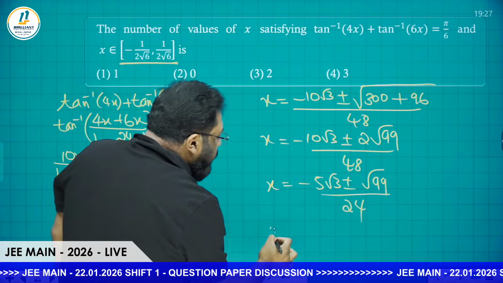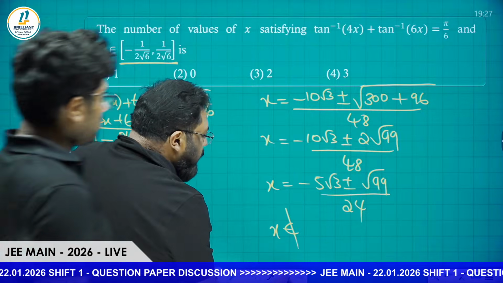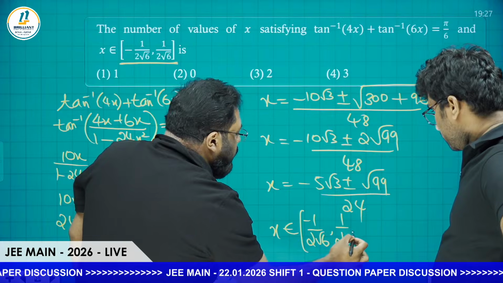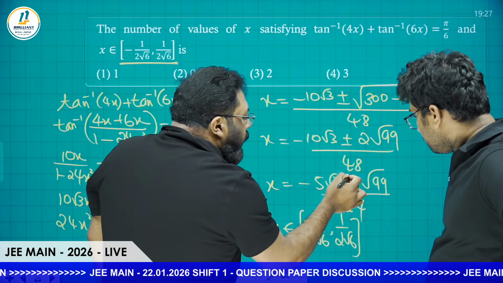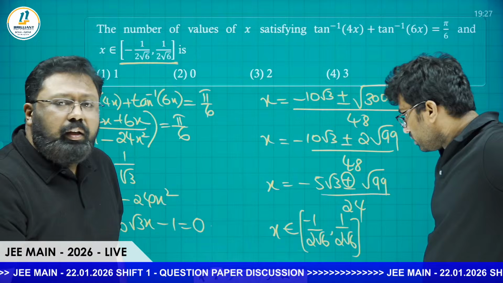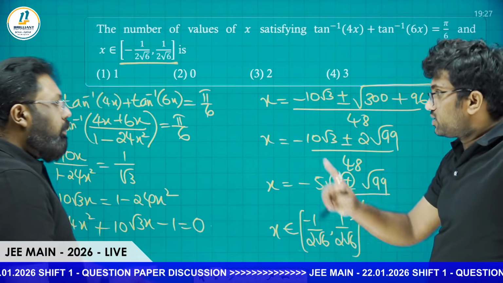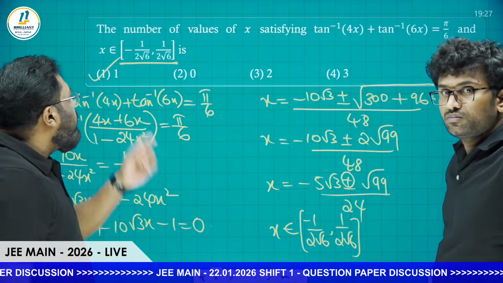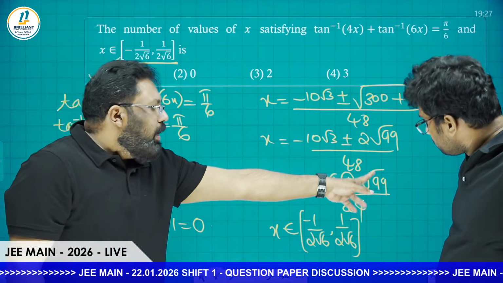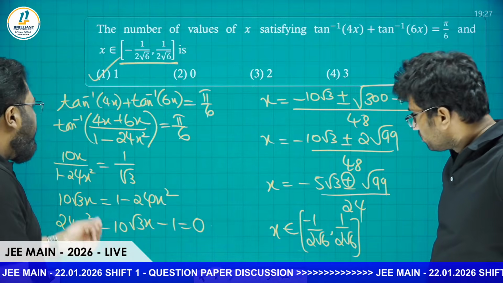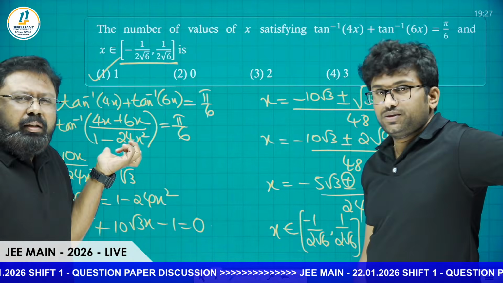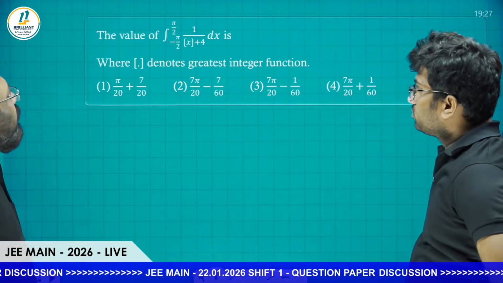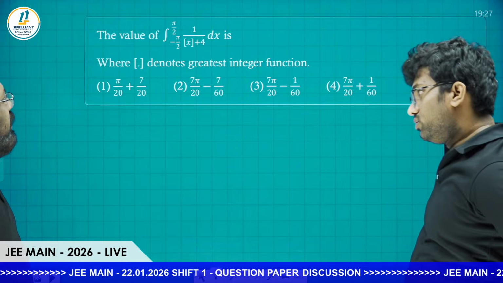So we will have to take only the positive part, which is going to be only one value. So x belongs to what? Minus 1 by 2 root 6 to 1 by 2 root 6. Exactly. So in this only one value, which is the positive value, is accepted. The negative sign is not accepted because it will be less than minus 1 by 2 root 6. So there's only one value which falls in this range, which is minus 5 root 3 plus root 99 divided by 24. Easy question, but you just need to know the formula. Yes, in CBSE it is deleted, but in JEE you have to learn these results. It's very important for us. Okay. And this one, greatest integer function.